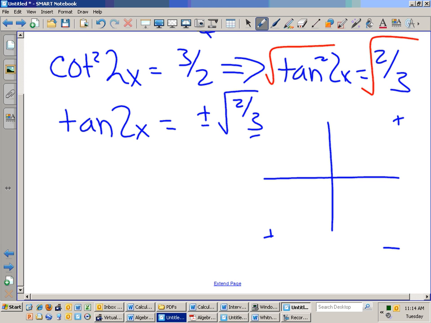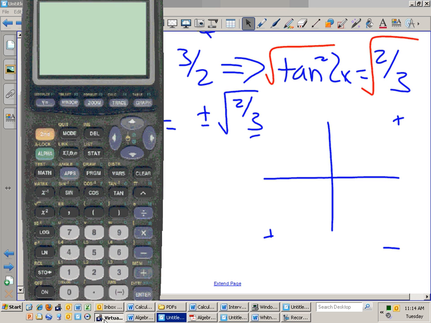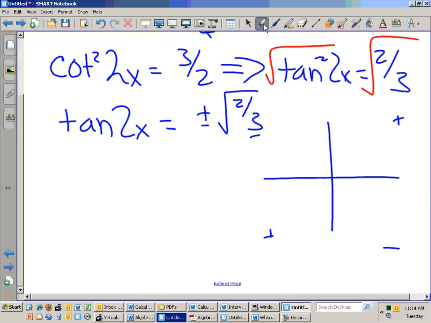And now I go to my calculator. Second, tangent inverse of the square root of 2 divided by 3. 39.23.